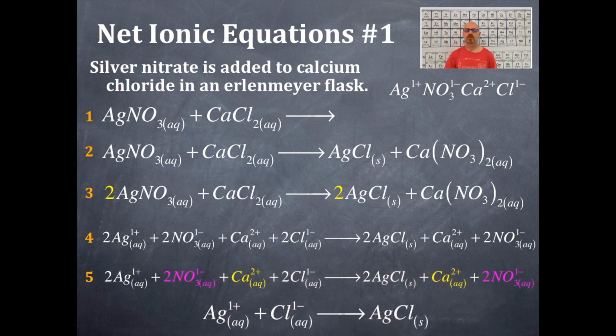So that is the silver 1 plus ion, that's aqueous. The chloride 1 minus ion, that's aqueous because I have a cation and an anion. And then I have one product, the silver chloride, that's a solid. You should see that both the calcium ions and the nitrate ions are no longer in the net ionic equation at the bottom. The calcium ions and the nitrate ions are called spectator ions, or common ions. Spectator ions or common ions are not included in the chemical reaction whatsoever in the net equation.